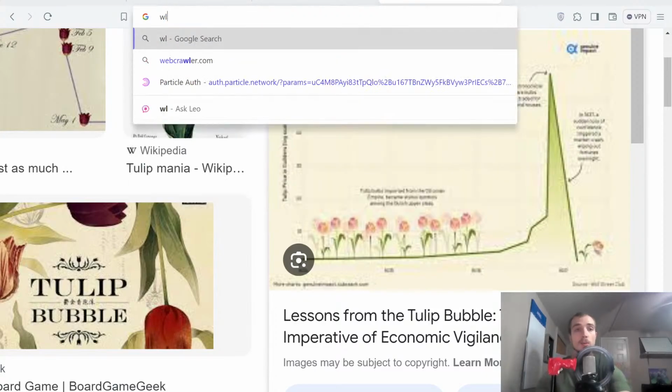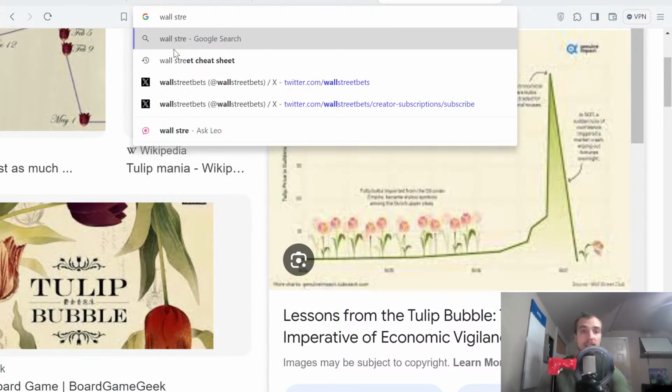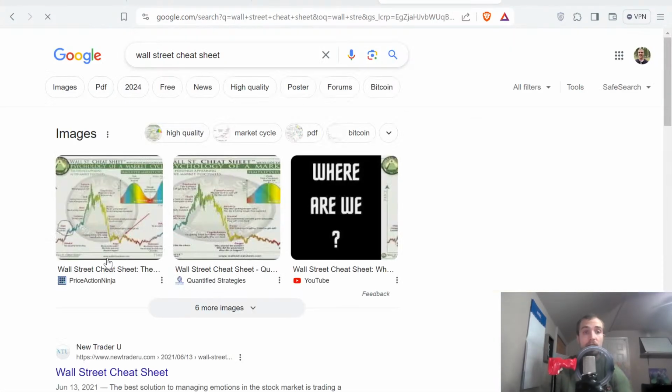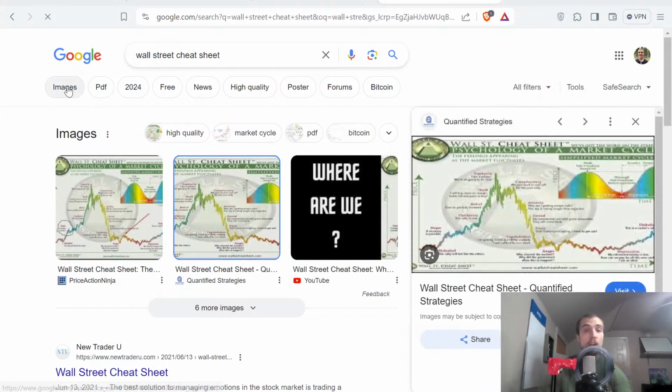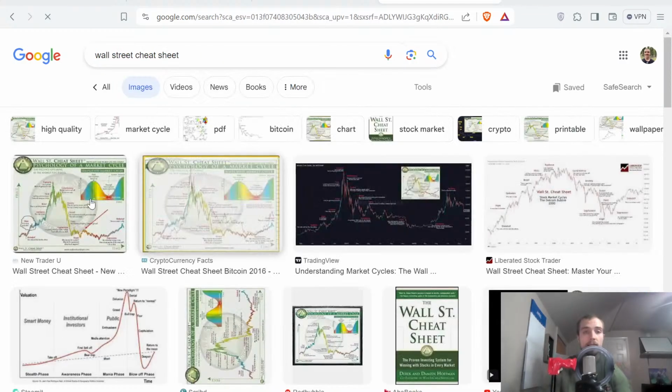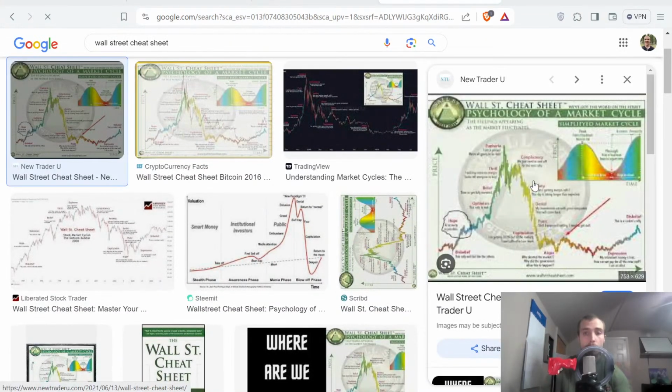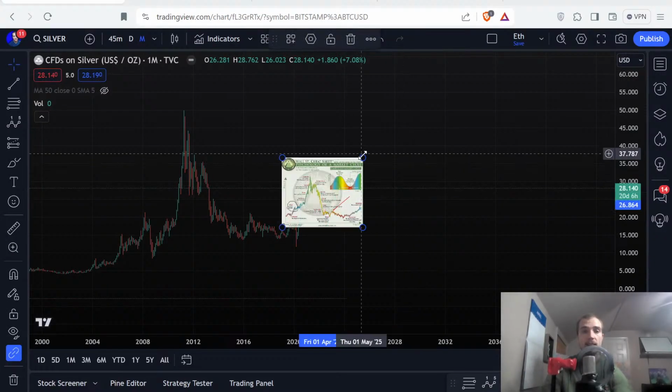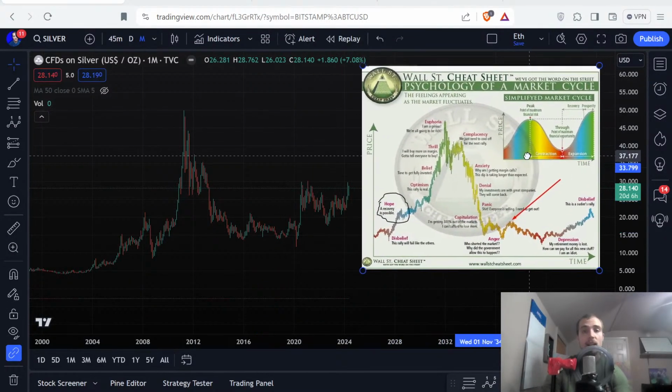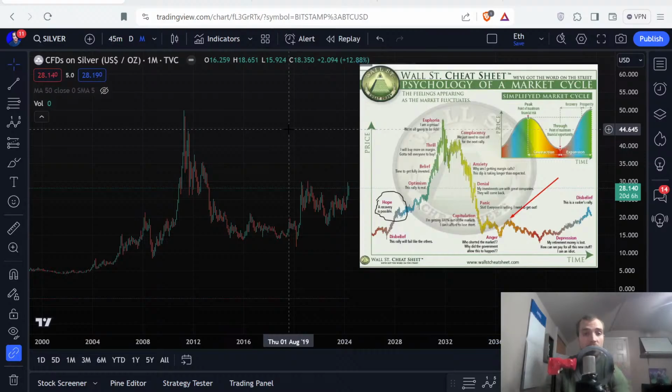Silver looks exactly like our Wall Street cheat sheet chart. Why does it look like the Wall Street cheat sheet? It looks like the Wall Street cheat sheet because it's playing human emotion. Human emotion repeats over and over and over again in these markets. And it literally doesn't matter if you're trading Dogecoin or silver or gold or Bitcoin or the NASDAQ. Human emotion repeats on every single time frame.